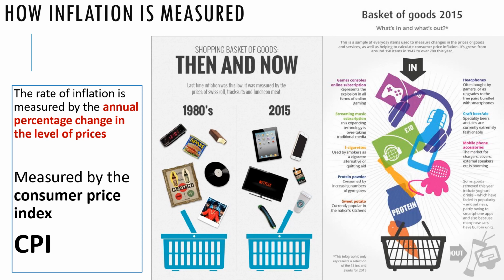Most recently, these are items that have been included in the government's measure of inflation: games consoles, online subscriptions, streaming music subscriptions, e-cigarettes, protein powder, craft beer and ale, headphones, mobile phone accessories. The government monitor the prices of all these goods and services, about 700 of these, and say on average, have these prices gone up or down compared to last year, by what percentage, and then they publish those figures.